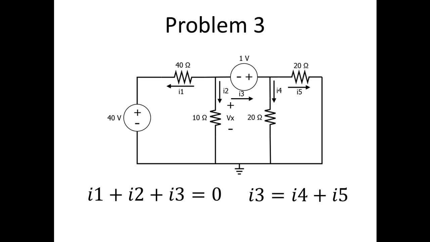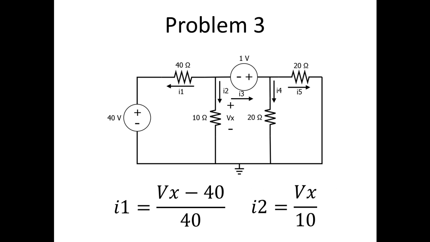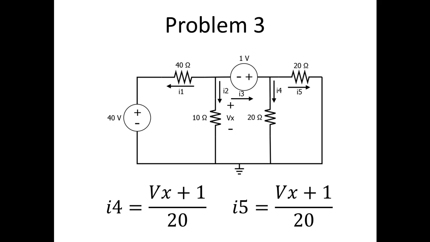And then on the right side you have I3 is equal to I4 plus I5, because I3 is the current in and I4 and I5 are the currents out. We can use Ohm's law to define these again. We have Vx minus 40 over 40 for I1, Vx over 10 for I2, Vx plus 1 divided by 20 for I4, and Vx plus 1 divided by 20 for I5.